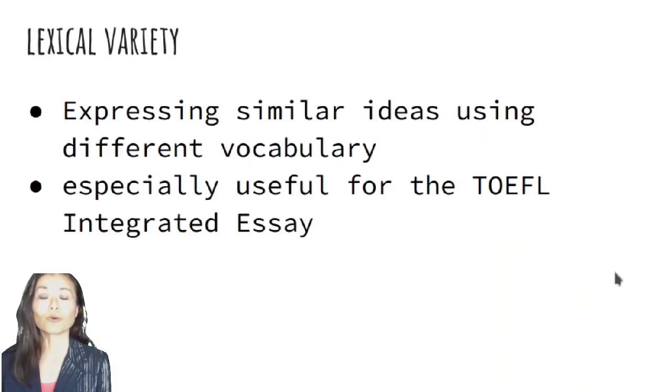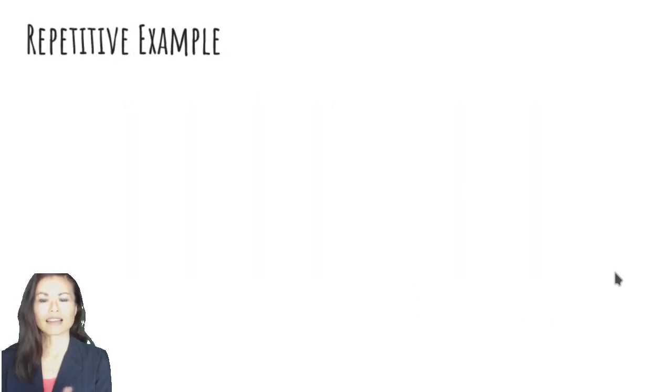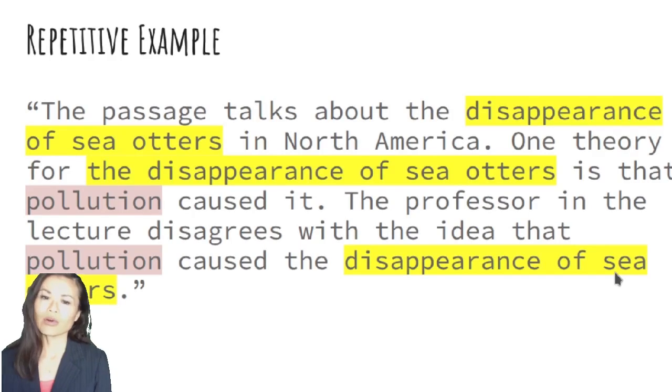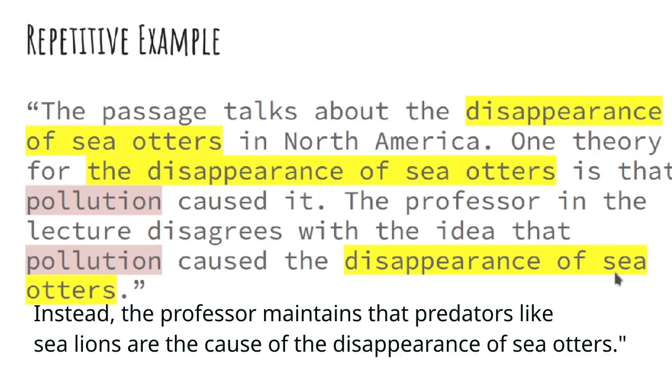It's especially important in the integrated writing task, where you need to summarize both a reading and a lecture. Let me show you what I mean. Here's a repetitive version of a TOEFL response. The passage talks about the disappearance of sea otters in North America. One theory for the disappearance of sea otters is that pollution caused it. The professor in the lecture disagrees with the idea that pollution caused the disappearance of sea otters. Instead, the professor maintains that predators, like sea lions, are the cause of the disappearance of sea otters. Whew, yikes! How many times did we say the disappearance of sea otters?